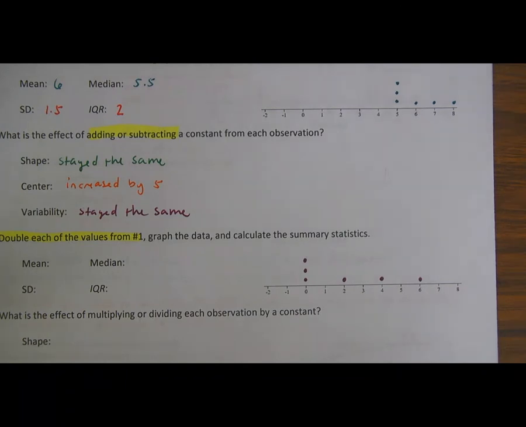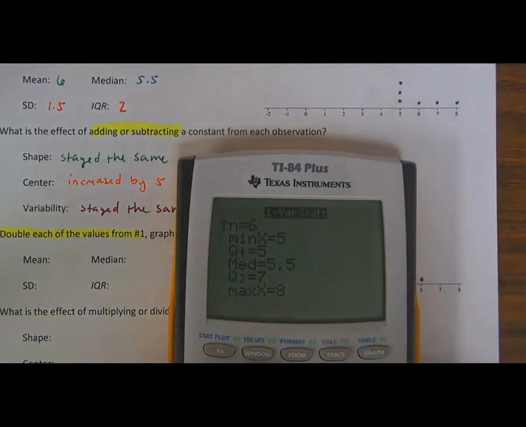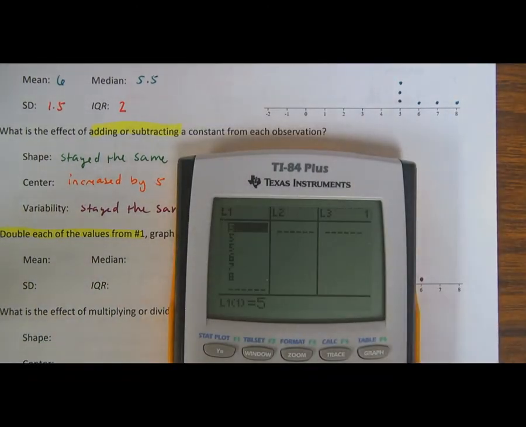Did the shape change? Some people are going to say yes because it's more spread out, but I'm talking about shape. Did it change? No, it's still right skewed. The more spread out is going to be variability that we're going to see change here. All right, so stat, edit, 0, 0, 0, 2, 4, 6.